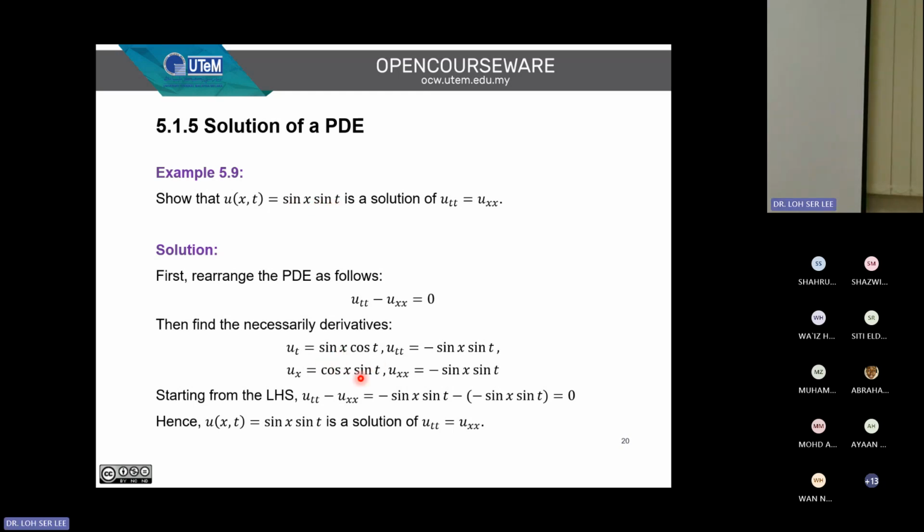Then differentiate this with respect to x one more time. So cos x, we get negative sine x. Assume sine t as constant. Then we copy the left-hand side function, substitute utt, and then minus the uxx that you found. Then you simplify, you get 0. When you get 0, that means we have shown that this is the solution of this PDE.